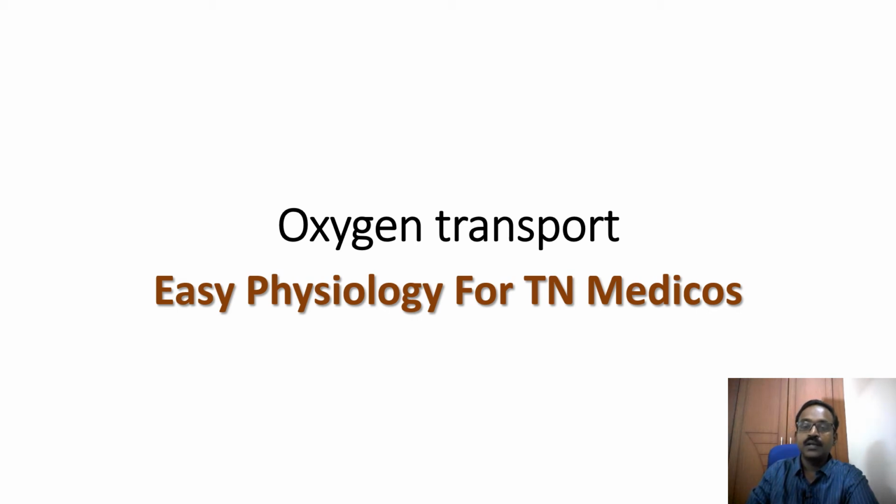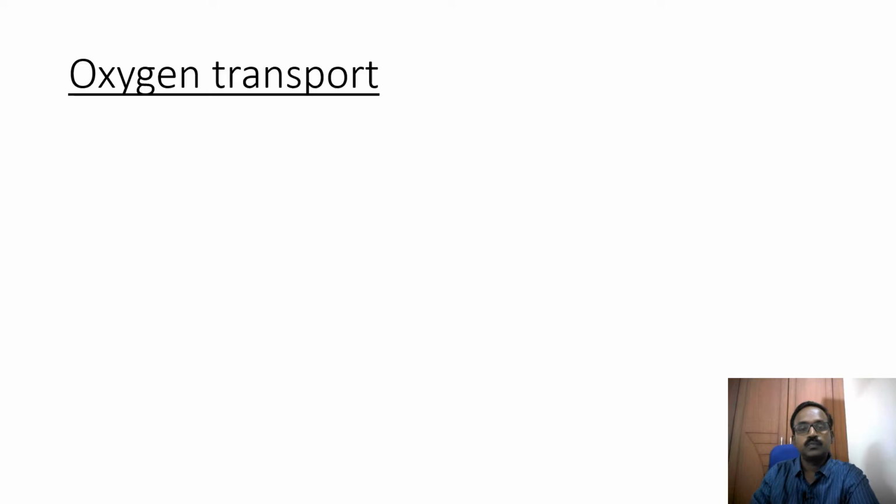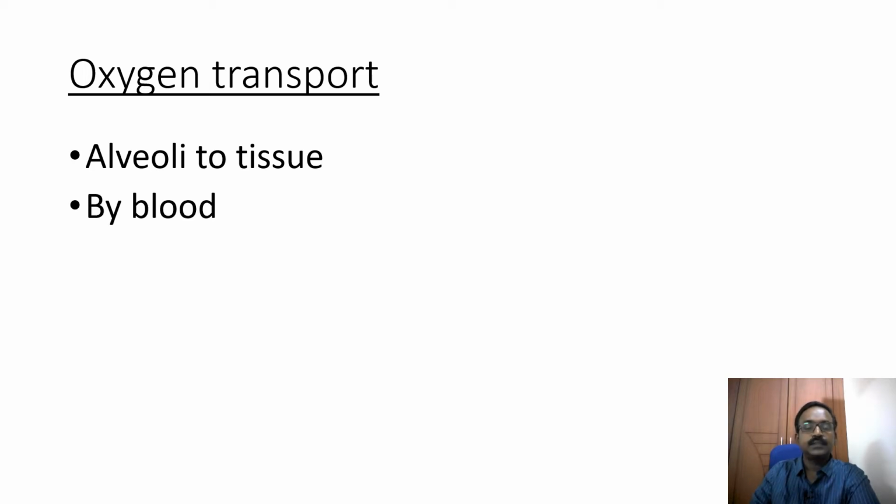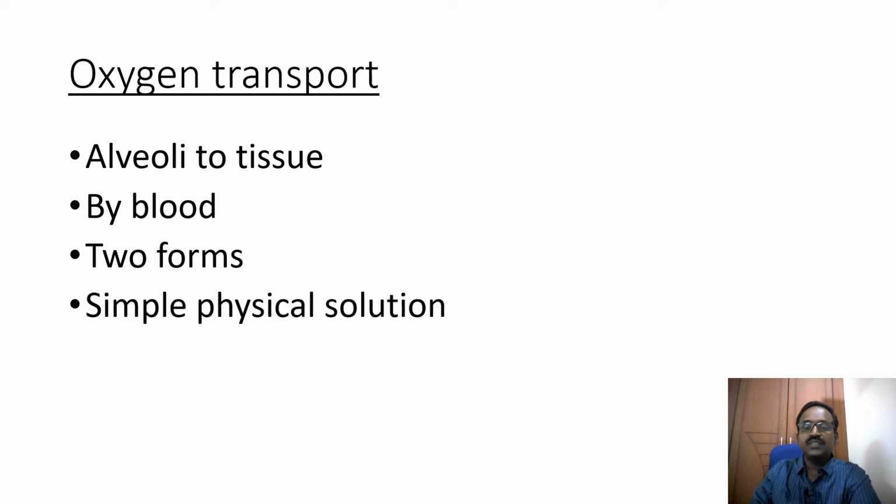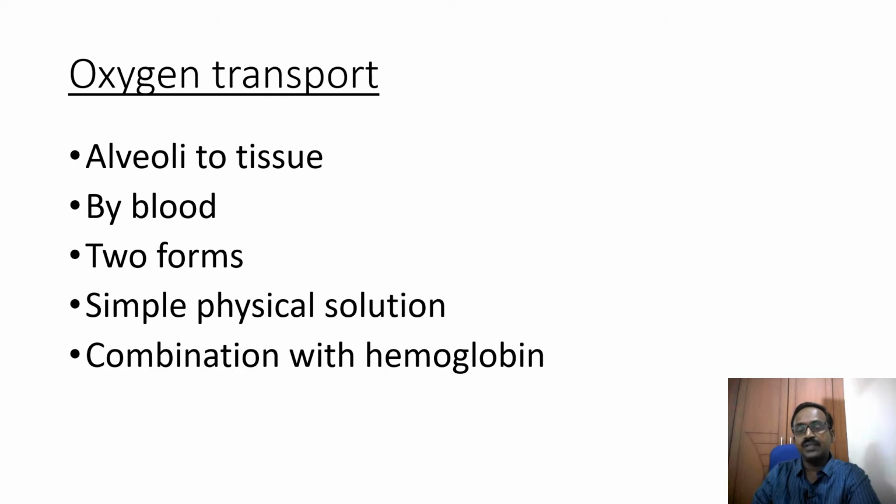In this video we are going to discuss oxygen transport. Oxygen transport occurs from the alveoli to the tissue via blood. It occurs in two forms. One is by simple physical solution. Another one is combination with hemoglobin.